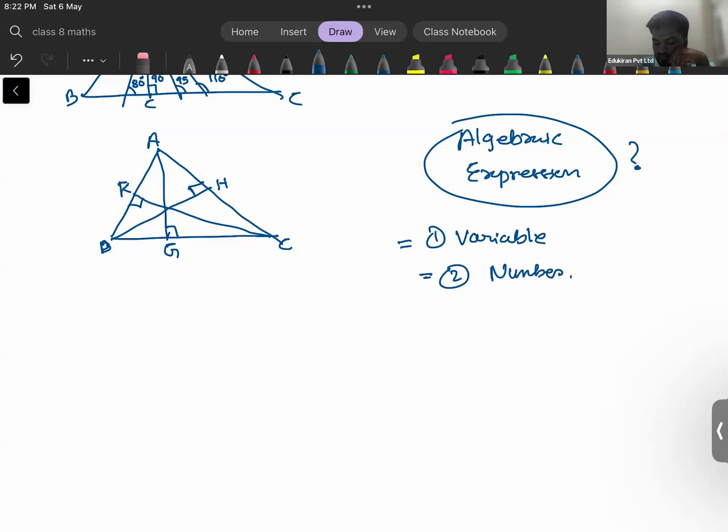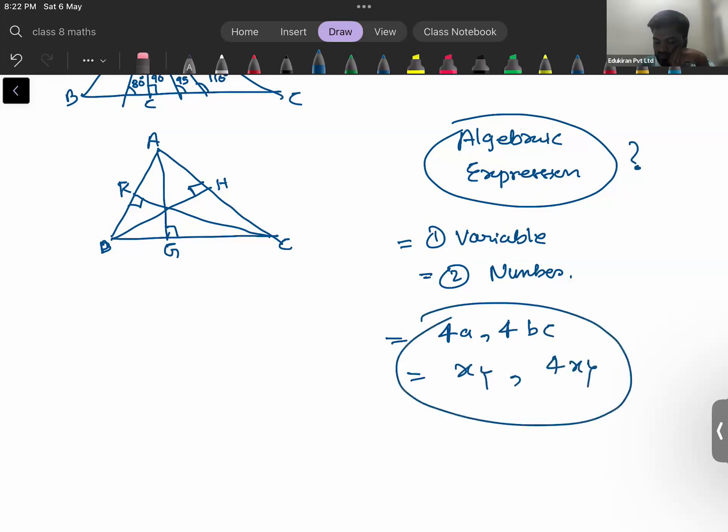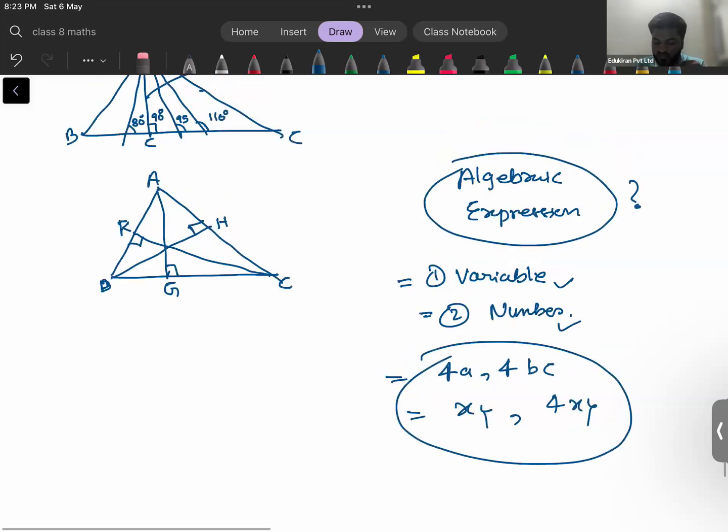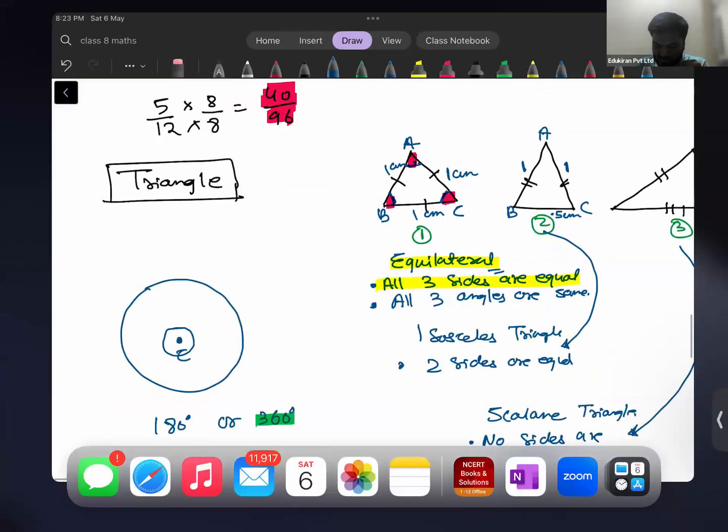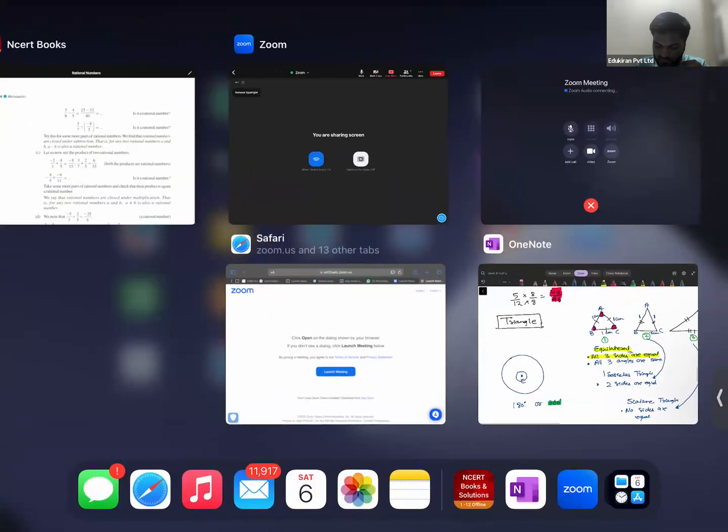So you must have seen terms like 4a, 4bc, xy, 4xy. Algebraic expressions are basically those values which consist of both variables and numbers, which you must have studied in the previous class as well. So coming back to our chapter, that is rational numbers.